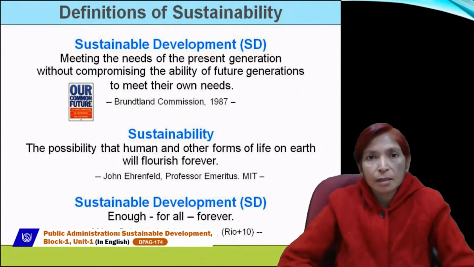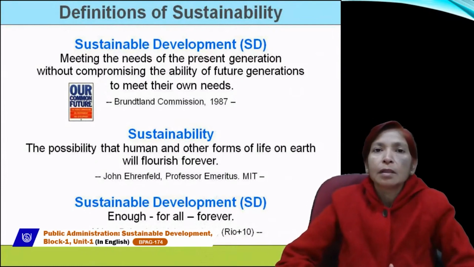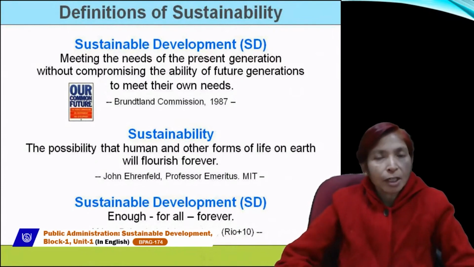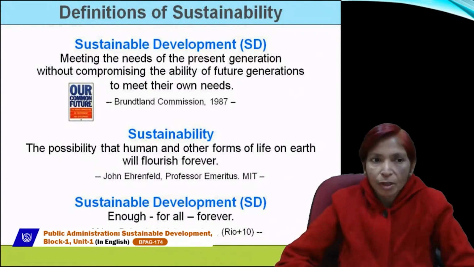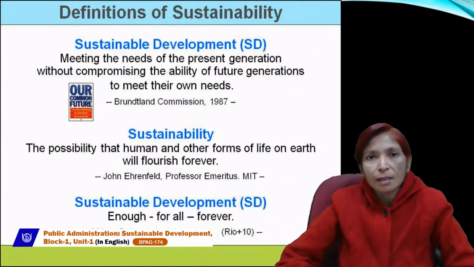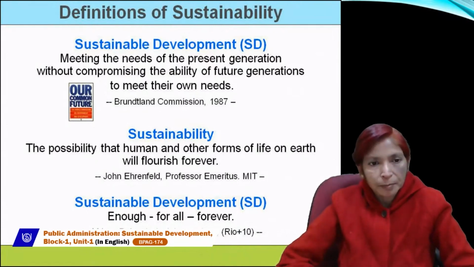And the environment should be protected, and we should have good quality air and fresh water. These are our basic needs and basic requirements. If we can't satisfy these basic requirements, then this development will not be called sustainable development.